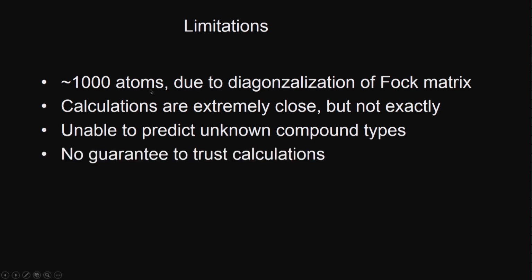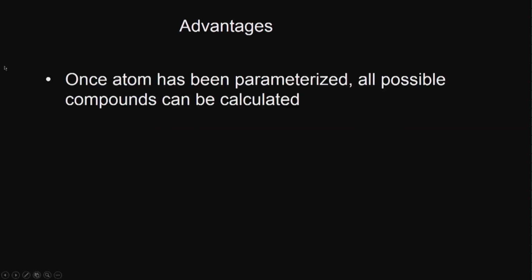So, you need to keep that in mind, cannot predict for unknown molecules and unknown compounds. Sometimes you cannot trust the calculations because there is a lot of parameterization and equation fitting. But once the atom has been parameterized, all possible compounds can be calculated. That is the advantage, and especially for drug discovery we are talking about carbon, nitrogen, oxygen, sulfur, maybe chlorine. So, there is no problem at all. Okay. Mostly for drug discovery semi empirical methods can be used without any problem.